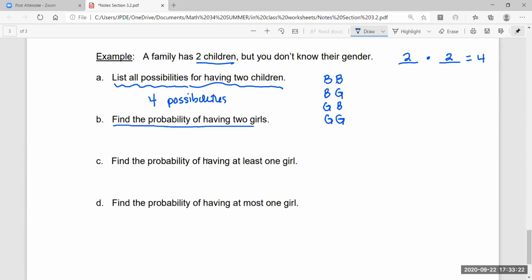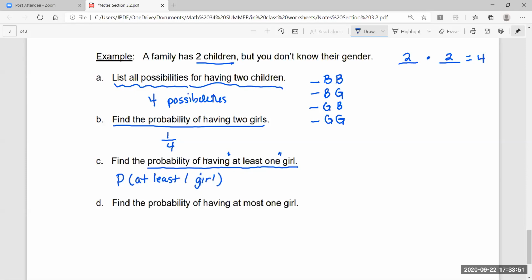This question says, find the probability of having 2 girls. Well, we have 1, 2, 3, 4 situations. How many of those have 2 girls? Just 1. Find the probability of having at least 1 girl. I want to talk about this term, at least 1. Probability of at least 1 girl.